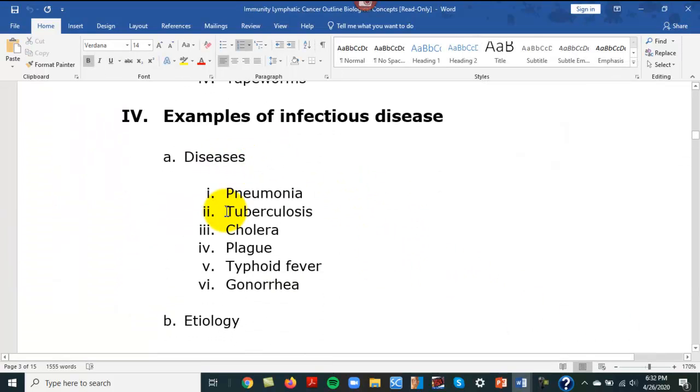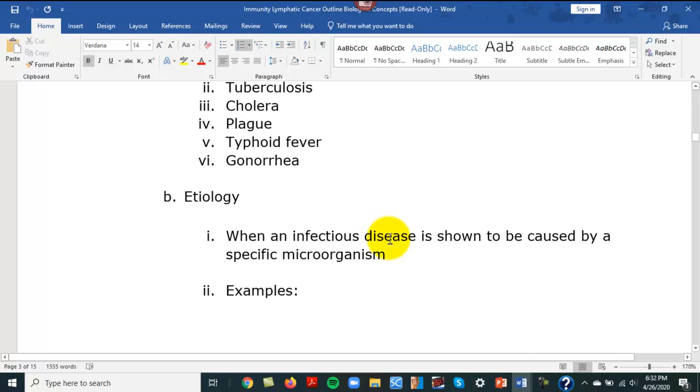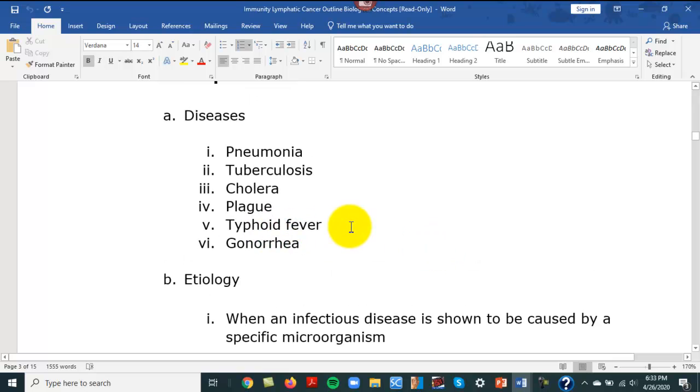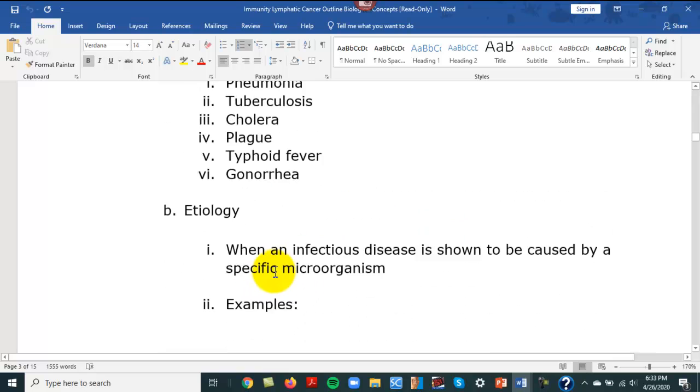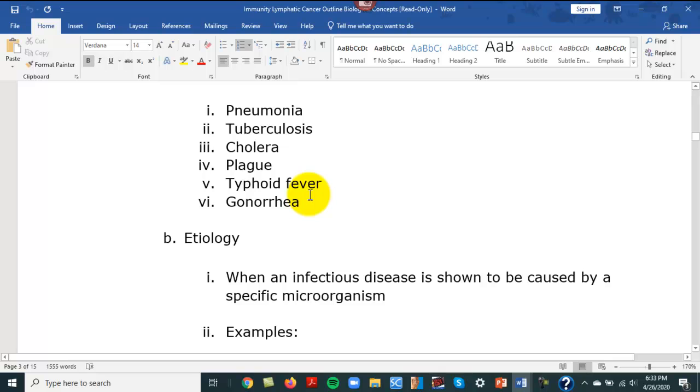All right, so here are some examples of infectious diseases. You guys kind of did that last week. An infectious disease is one that has an agent, and it can be spread by direct contact. Etiology means when an infectious disease is shown to be caused by a specific organism, like typhoid fever. I know it says examples, but don't worry about that. That's Salmonella typhimurium. Cholera is Vibrio cholerae.